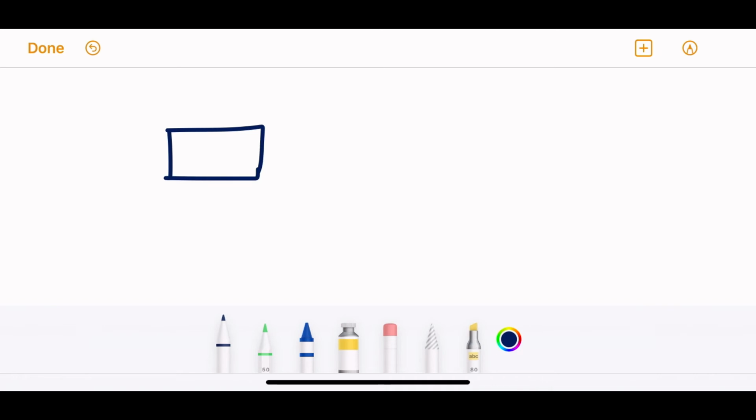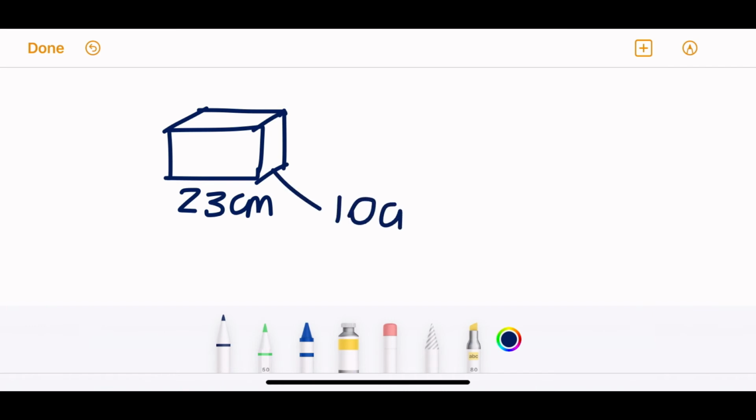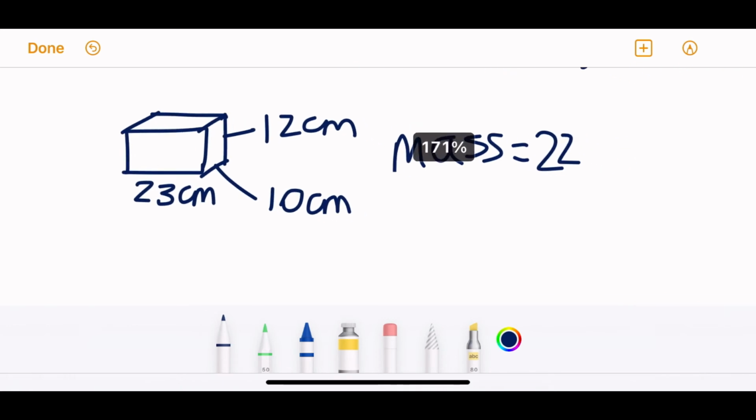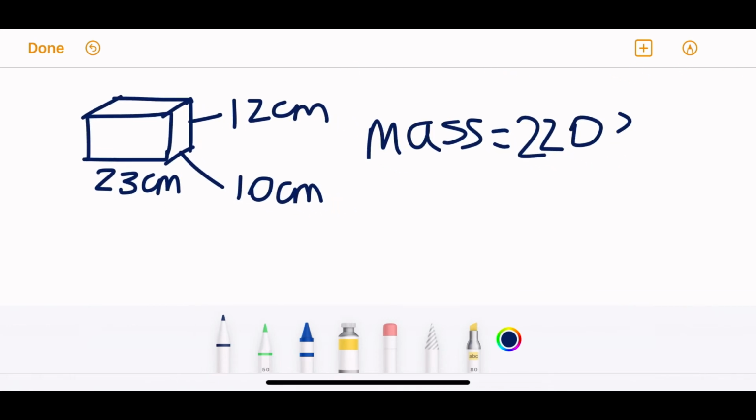Now, this is a cuboid. I'm going to try and draw the other side as well. Okay, and this side is 23 centimeters. This side is 10 centimeters. I'm going to label it here. And this side is 12 centimeters. All right, and the mass of this plastic cuboid, I'm going to write the mass, equals 2,208 grams.